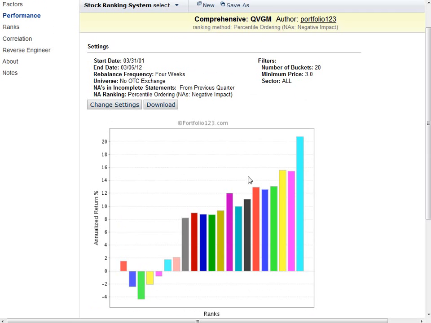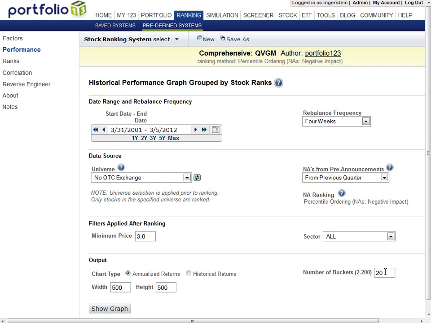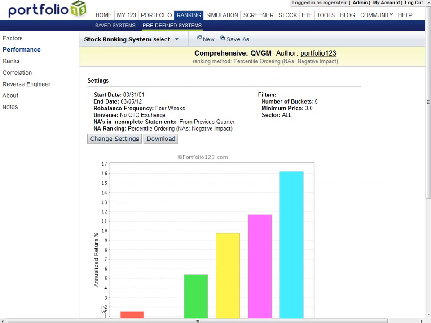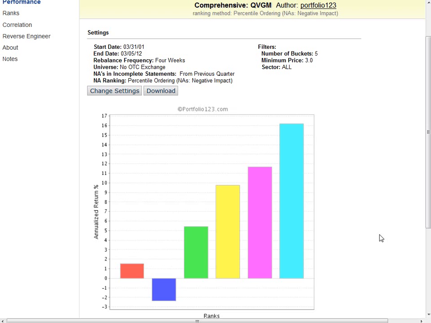Now 20 buckets is a lot. Let's take a look at what the chart looks like if we go to 5 buckets, which is very commonly used by organizations that have ranking systems. Let's take a look at this now. Now when we have 5 buckets, each bucket represents 20% of the universe. And we see that the performance is actually quite impressive.